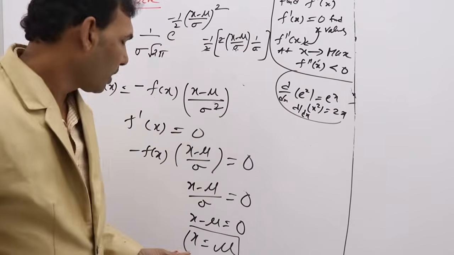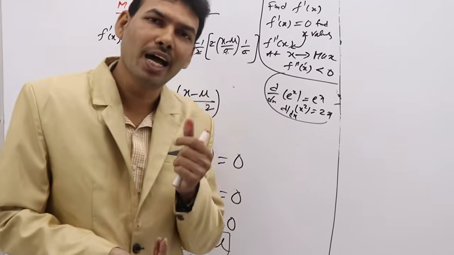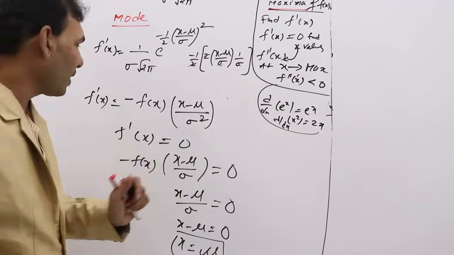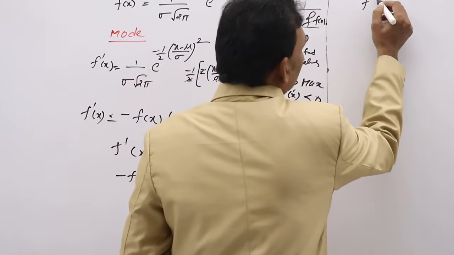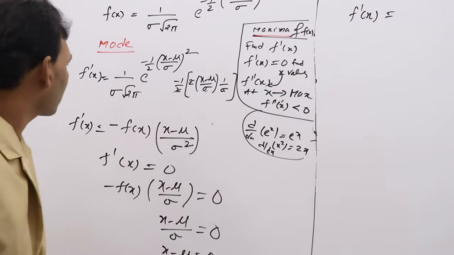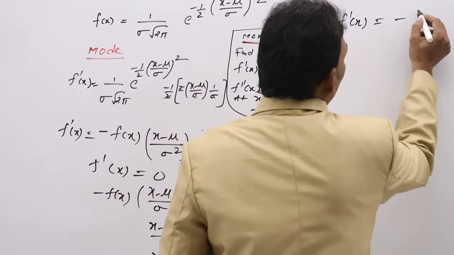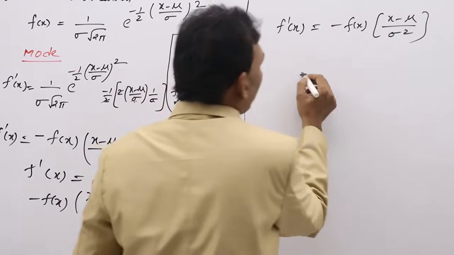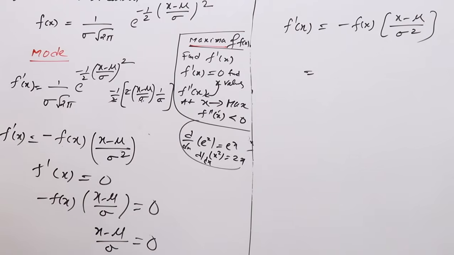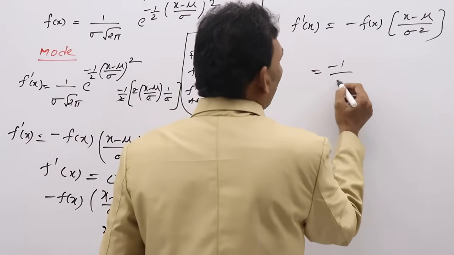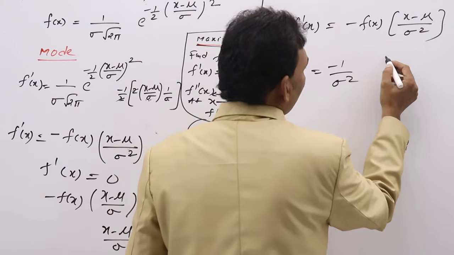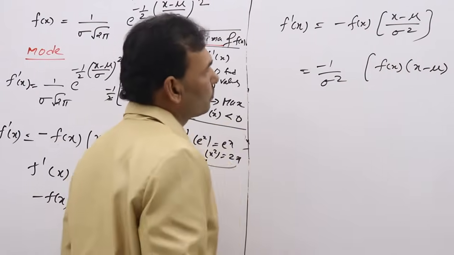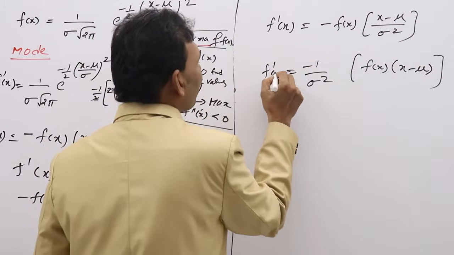So now at x equal to mu, we need to find the f double dash of x value. If we can show that at x equal to mu, f double dash of x is less than 0, then mu will be the maximum value. So for that, we need to find f double dash of x. First I am writing what f dash of x is. F dash of x is minus f of x into x minus mu by sigma square. Keeping 1 by sigma square as a constant, you have f of x into x minus mu. This one we need to differentiate now.